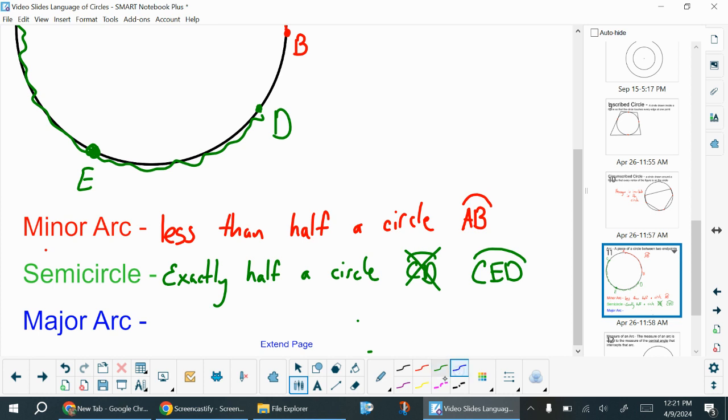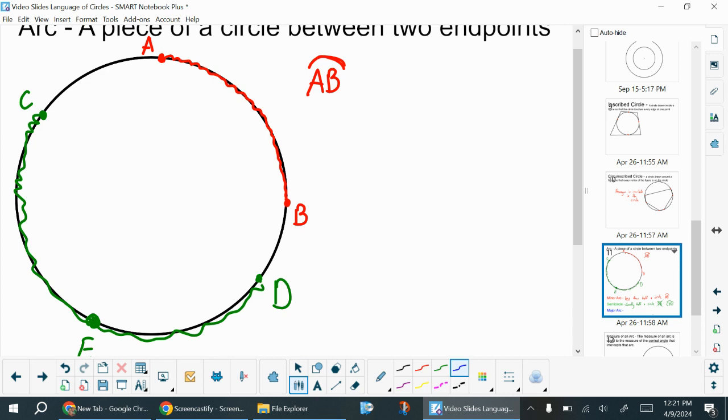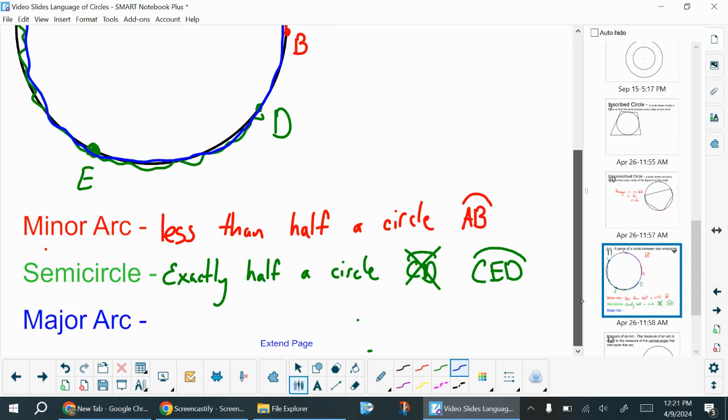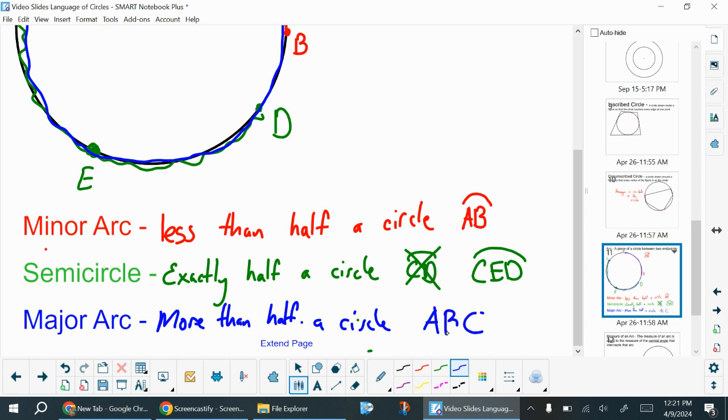The last one here is a major arc, and a major arc is just more than half a circle. So if I were to start at A, go all the way around to C, that would be a major arc. And just like with the semicircle, we need to use 3 letters. So A and C are my endpoints, and I can use B, D, or E in this case. I'm going to use B. So arc ABC would be a major arc. It's more than half the circle.